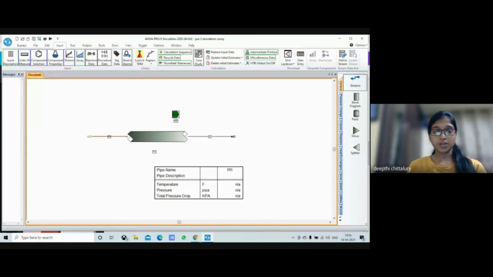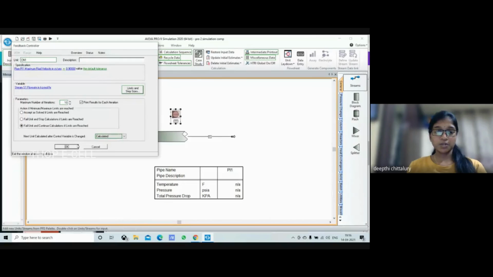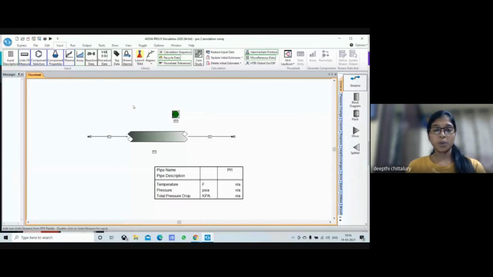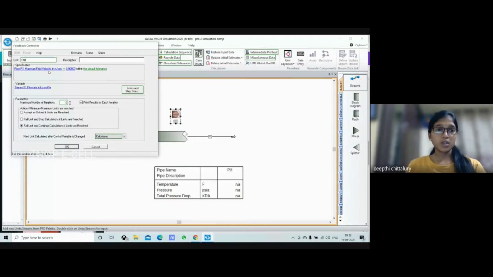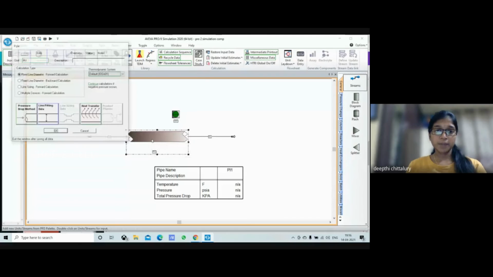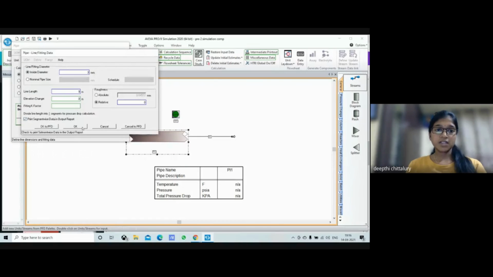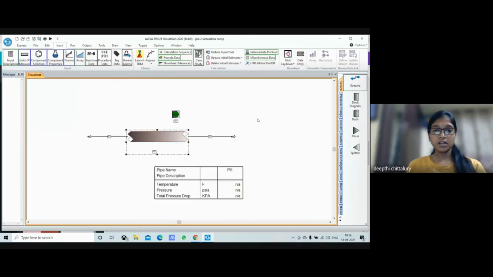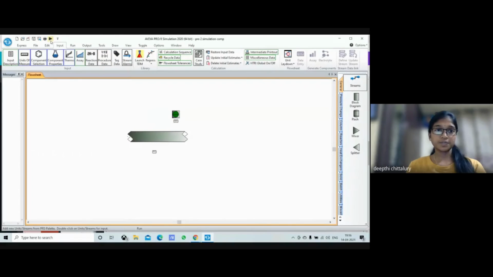Here comes the role of the controller. We use a controller to find the value of one property by using a constant value of another property. In this question, the velocity is given, but we need to find the flow rate. So we have taken flow rate as the variable and velocity as the specific condition, and changed it according to our desired values. Then, after giving the inputs for the pipe like the diameter and the length, we complete the inputs. After giving all the required inputs, we run the simulation.